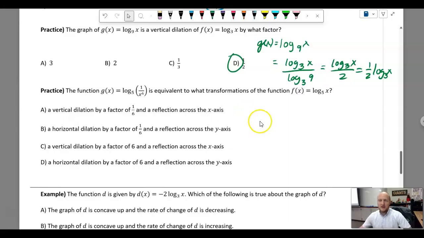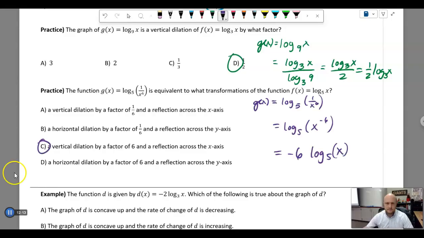Last practice problem here. Go ahead, pause this one. The function g of x equals log base 5 of 1 over x to the power 6 is equivalent to what transformation of f of x equals log base 5 of x? Remember, you want to manipulate this function to look like this function and then identify what is the parameter and what does it do to a graph, okay? All right, try that one.